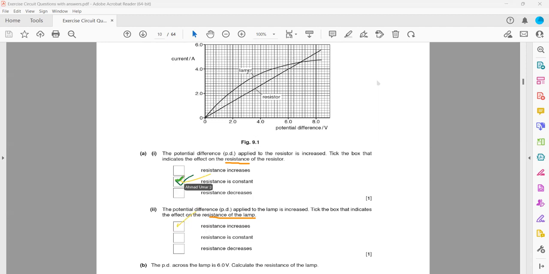And for the filament or a lamp, what happens? Because the slope is decreasing, its resistance is increasing. And what if there is another component where the slope is increasing? If the slope is increasing, resistance will decrease, and that will be the semiconductor or thermistor.